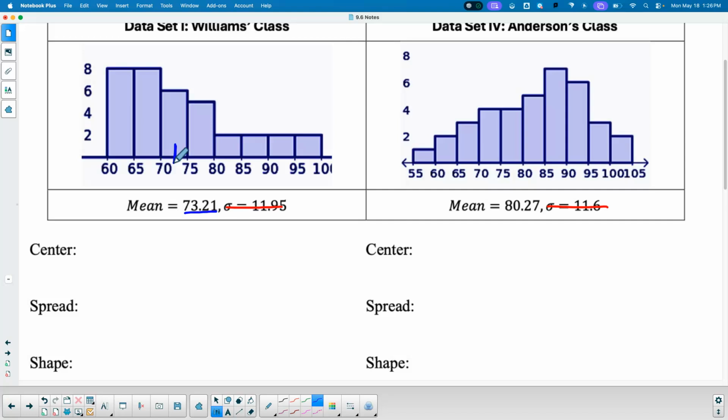40. Do we know for a fact that it's 40? Why not? Because it's not telling you the exact number, it's just telling you the amount in 60 to 65. It's telling me that there's 8 values between 60 and 65. They could all be 64s, right? Okay? So instead of saying exact 40, we're going to say approximately 40, because we don't know. It's a histogram. We just don't know, right? Okay? So the spread here is going to be approximately 40.